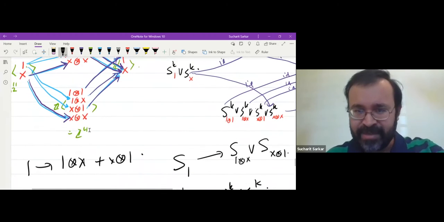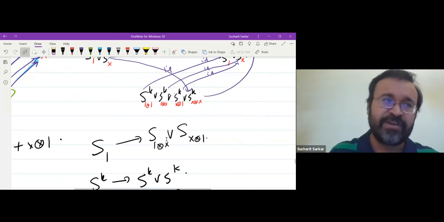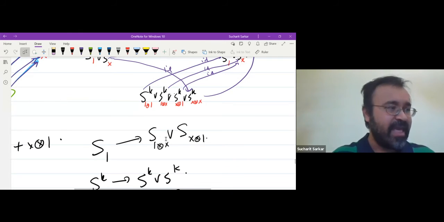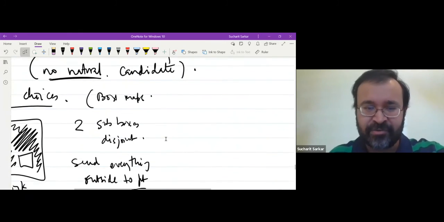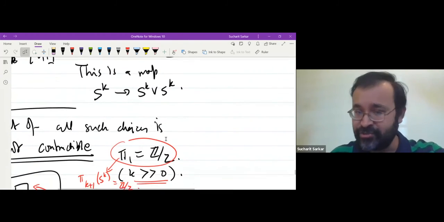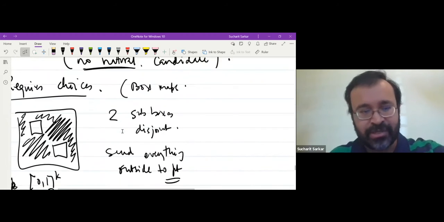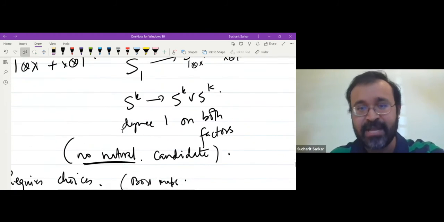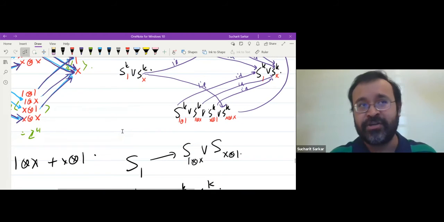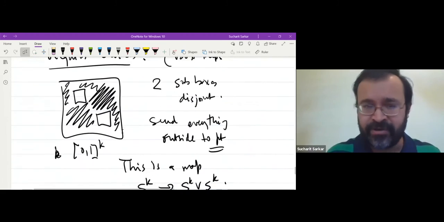So we are okay with making choices, but we are actually stuck here. We want to send a sphere to a wedge of two spheres, which is degree 1 on both factors. And immediately we realize that this requires choices. You either choose two sub boxes, or as Roger said, we choose an equator. Choosing an equator is also fine. But whatever you do, you are required to make choices. We are okay with making choices as long as the choices are being made from a contractible space, because then we know that we will not get stuck. But here the space is not contractible. The space has pi 1 right off the bat.